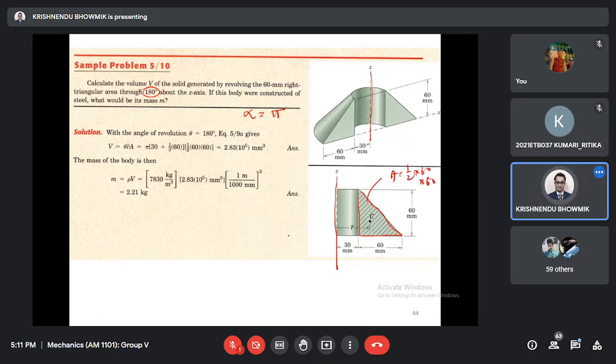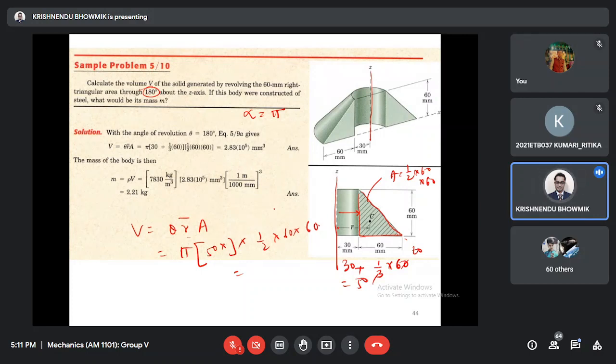Then what is the expression? V equals theta r bar A. Theta equals pi here. What is r bar? This is already 30, plus one third of the triangle's 60, so 20, it is 50. So 50 multiplied by A, which is half times 60 times 60. So you can calculate the total volume from this expression.